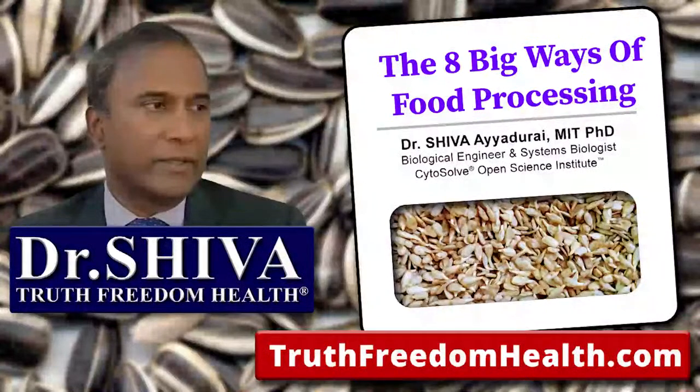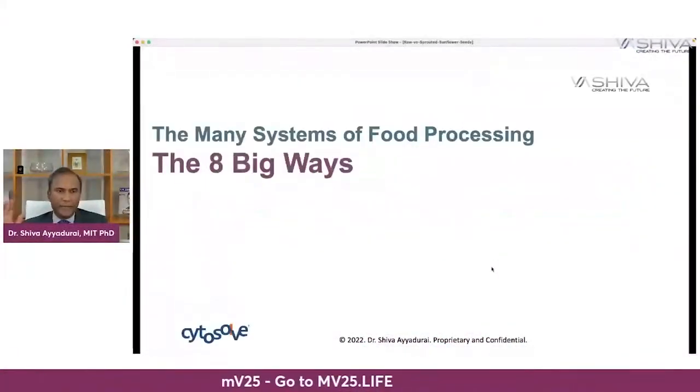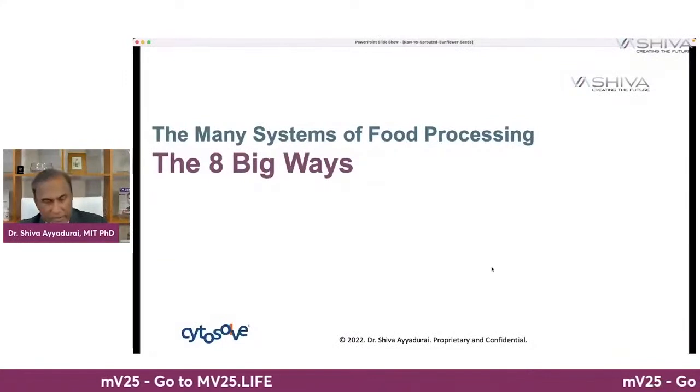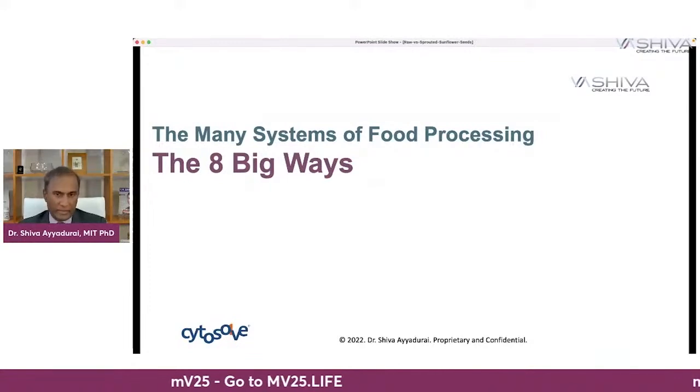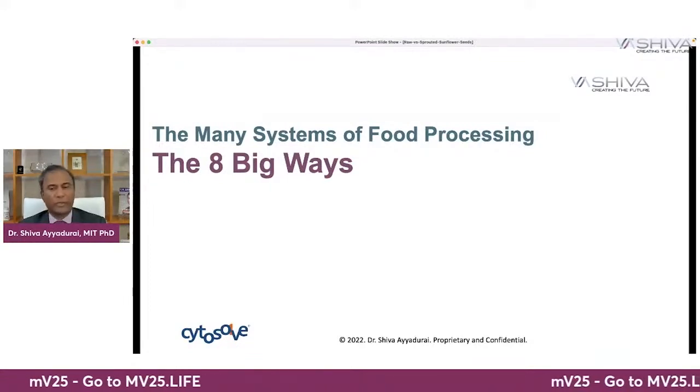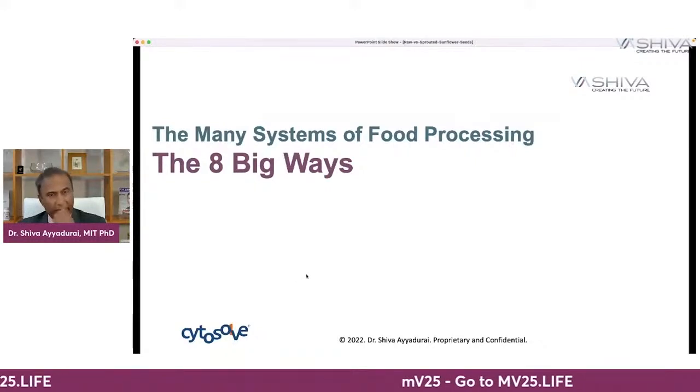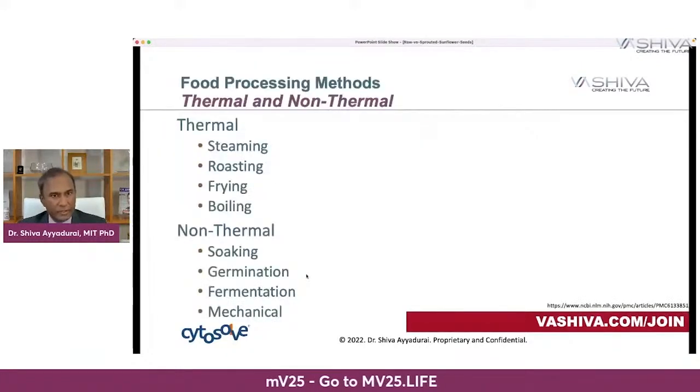Let's go to the difference between raw and sunflower seeds. And this is probably one of the important parts I want everyone to listen to, is that there are many systems of food processing. In fact, there are 8 big ways of food processing, and they're broadly broken out into 2 different ways. This is something that is not discussed, but we're going to discuss here.